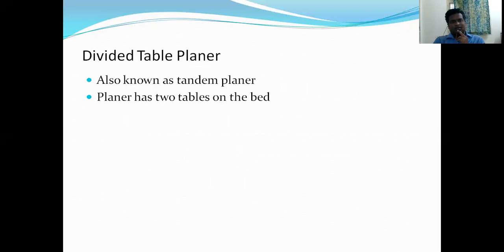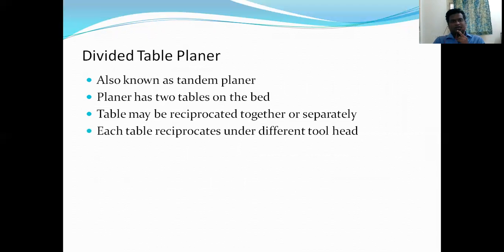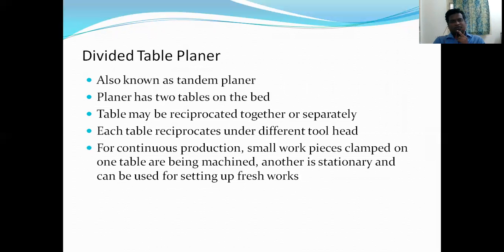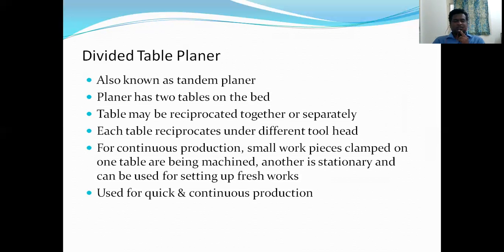Divided table planer, also known as a tandem planer. The planer has two tables on the bed. The tables may be reciprocated together or separately. Each table reciprocates under a different tool head. For continuous production, small workpieces clamped on one table are being machined, while the other is stationary and can be used for setting up the next job. So this is used for quick and continuous production. So it is a tandem planer.